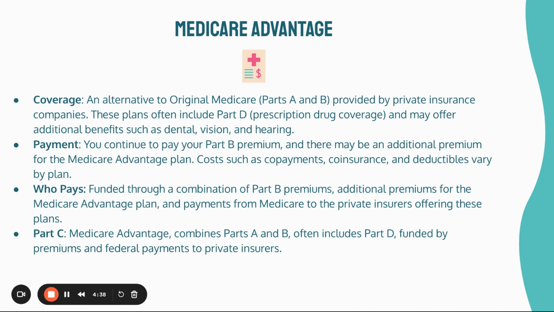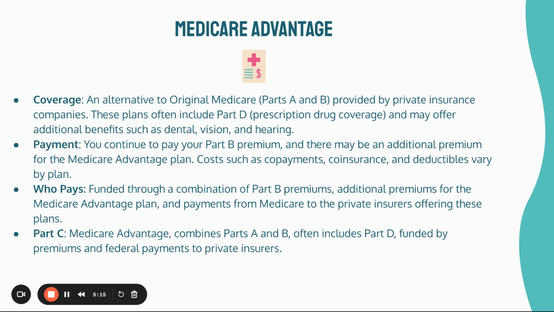And Part C. The Part C is called Medicare Advantage. The original Medicare is Part A and Part B. In case anyone would like to have extended services like dental, vision, hearing, and so far we haven't even seen the pharmacy coverage, this one will be covered through Medicare Advantage. Medicare Advantage is an alternative to original Medicare provided by private insurance companies. So Medicare Advantage is offered by private companies.